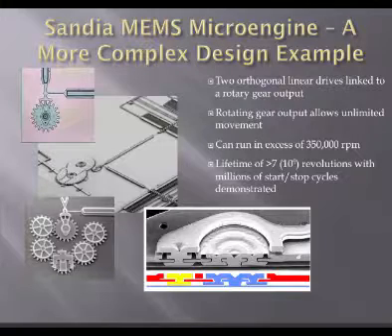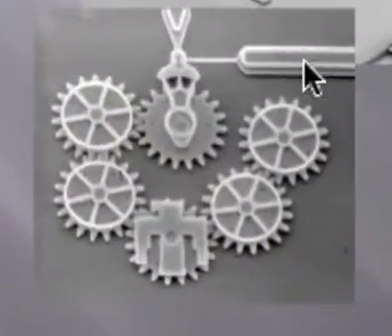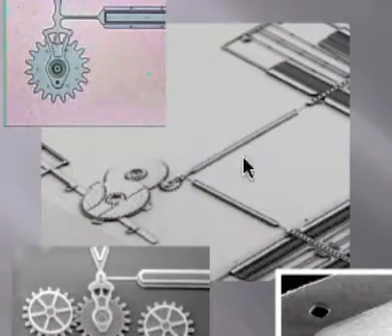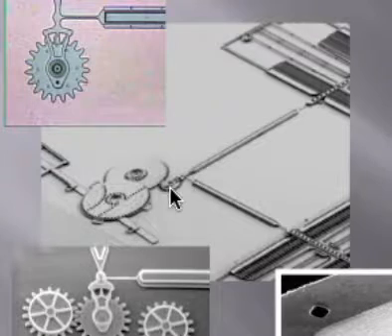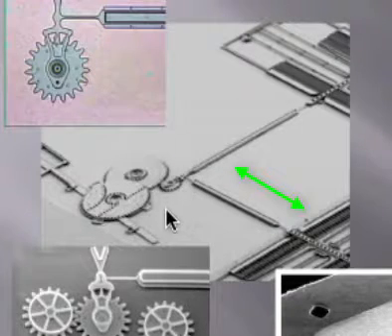Now we can get pretty complicated. Here are some examples from Sandia. Okay, so the bottom left picture, scanning electron microscope picture, you see this flexure here and this flexure here. Then if you go up one from the bottom left picture, you can see the flexure further away. So you can see one of them goes up and down, and the other goes left and right.